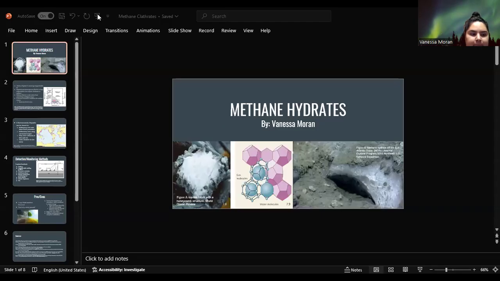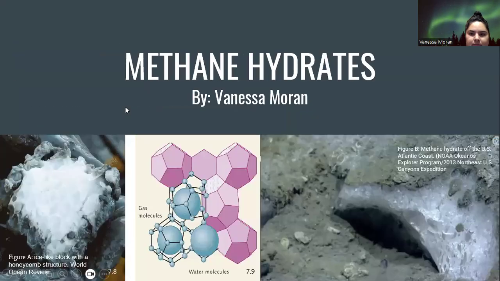So let me just share my screen. Okay, so figure A here is a picture of a methane hydrate. This sample here was obtained from the sea floor during a research expedition off the coast of Oregon. And then figure B here is a close-up of methane hydrate observed at a depth of 3,460 feet off the U.S. Atlantic coast.